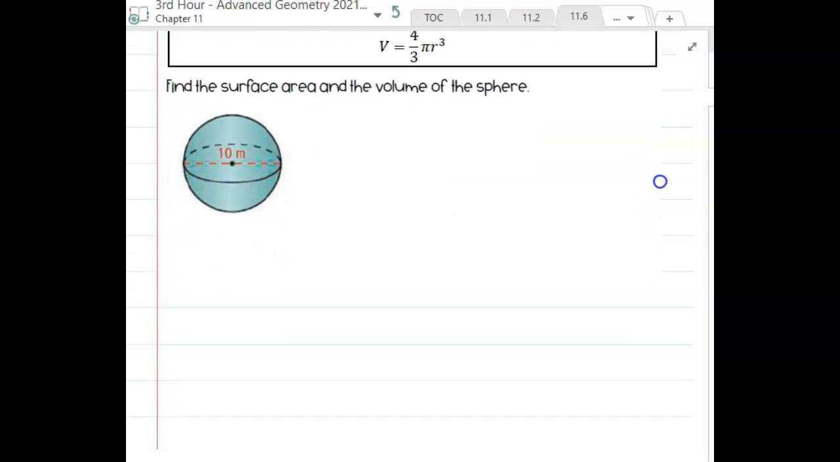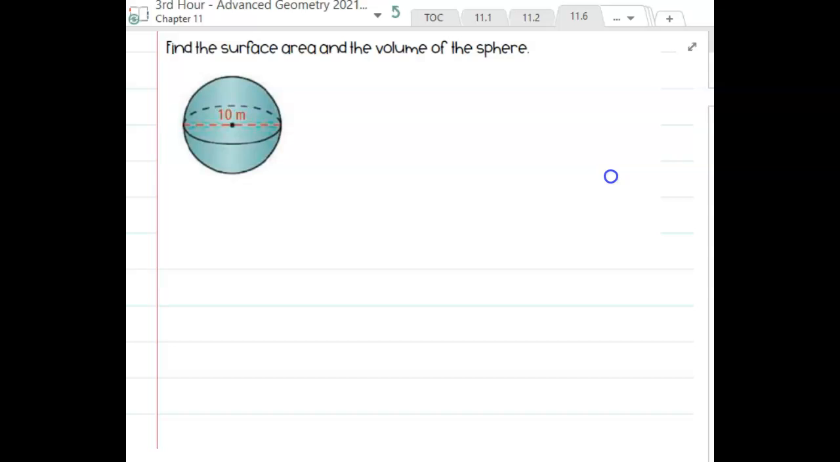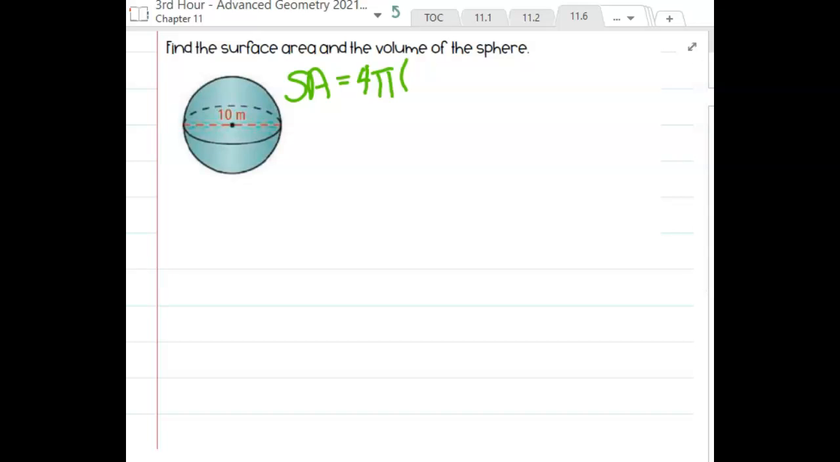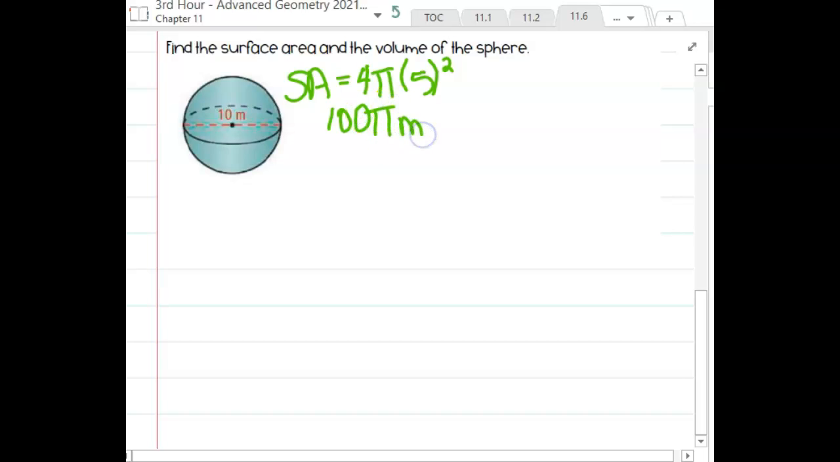So let's practice with these two formulas. Let's start by finding the surface area and the volume of the sphere. For surface area, like that baseball, there are 4 congruent circles. To find the area of a circle, we take pi r squared. So to find the surface area of 4 of them, it would be 4 pi r squared. What is my radius? 5, squared. Now if I want to write this in terms of pi, 5 times 5 is 25, times 4 would be 100 pi meters squared. Surface area, area is always squared.